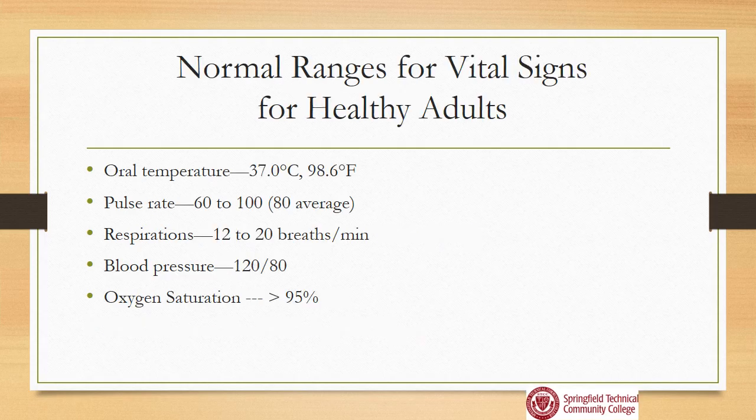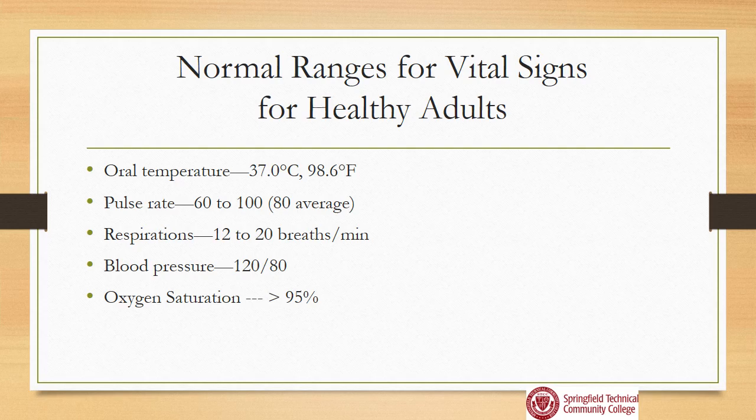Please know the normal ranges for vital signs for healthy adults. Temperature should be around 98.6, pulse rate 60 to 100 beats per minute, respirations are 12 to 20 breaths per minute, blood pressure should be a systolic value of 120 over a diastolic value of 80, and oxygen saturation should be greater than 95%.